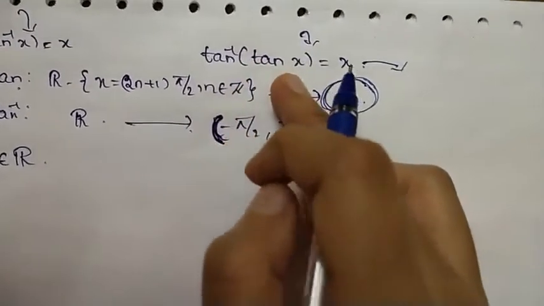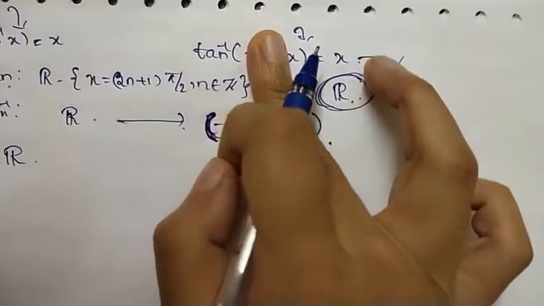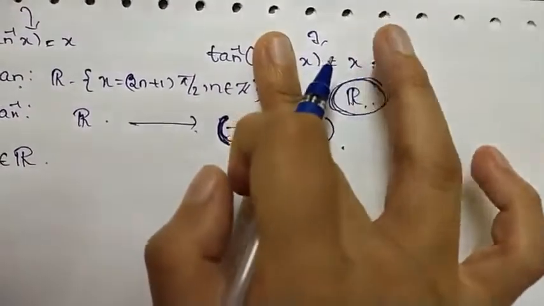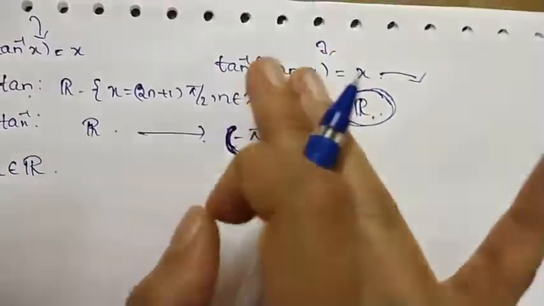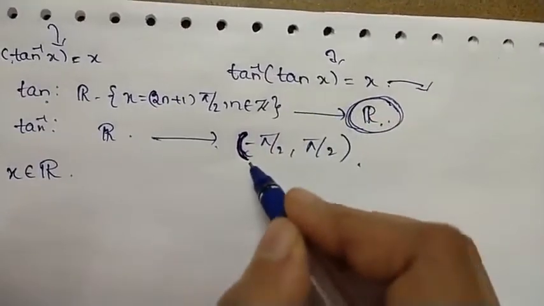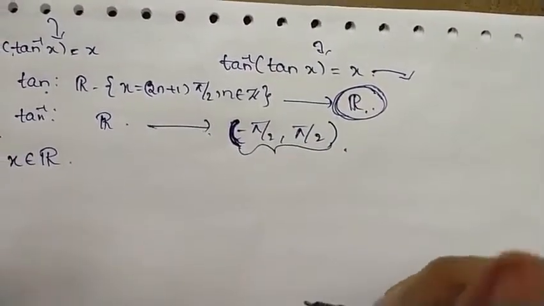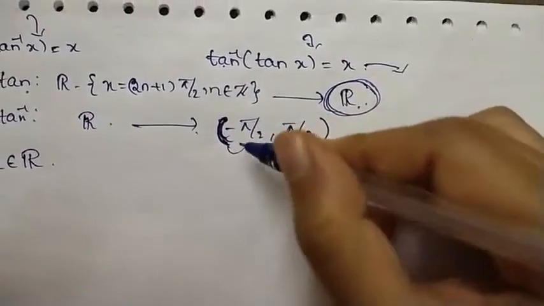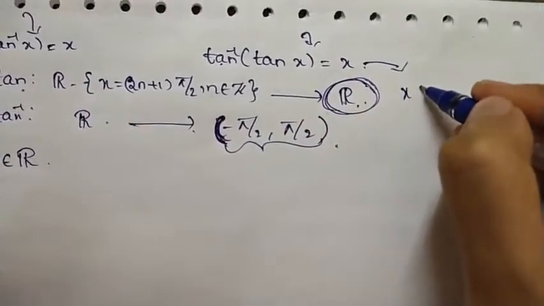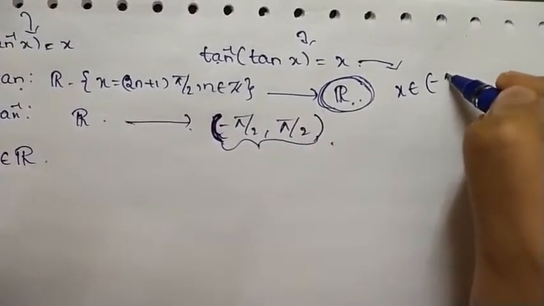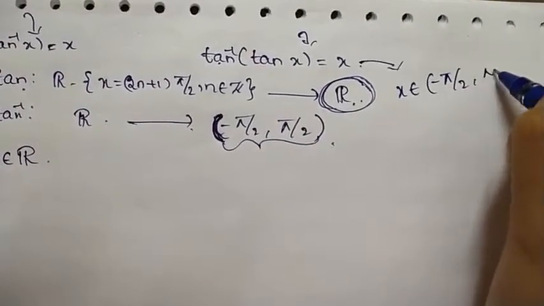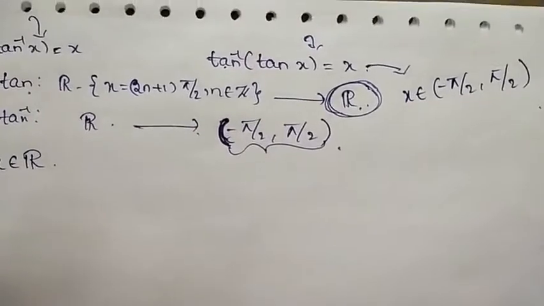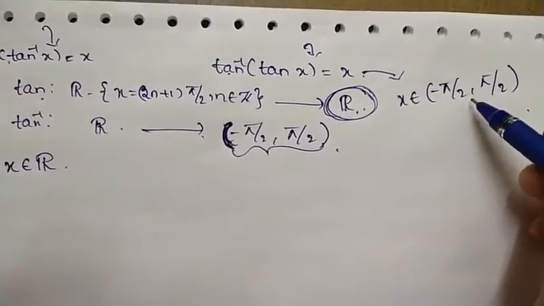So tan inverse of tan x. If I consider this one as x, then tan inverse x, where does tan inverse x belong? Tan inverse x belongs to the range of the tan inverse function. So what is the range of the tan inverse function? That is minus pi by 2 to pi by 2. So here x belongs to the open interval minus pi by 2 to pi by 2. So this is the range.